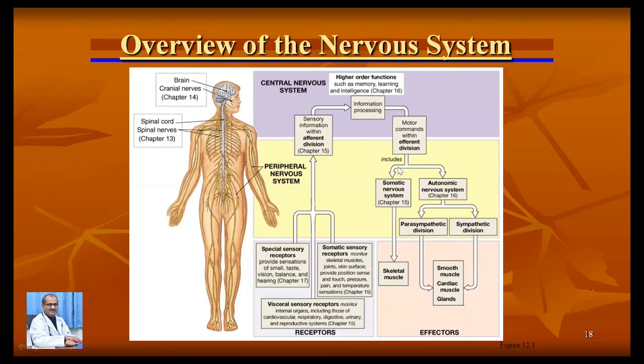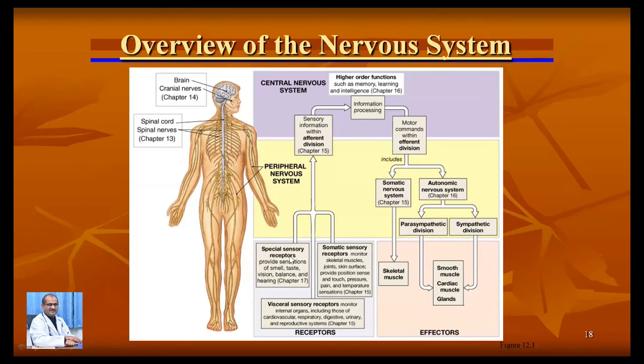Once again, the motor nerves are classified as the somatic nerves and autonomic nerves, whereas the autonomic is classified into sympathetic and parasympathetic. So both of these are acting on the smooth muscles, cardiac muscles, and the glands, whereas the somatic nerves are only affecting the skeletal muscles. Whereas the sensory information or afferent division is classified into special sensory receptors or the somatic sensory receptors.